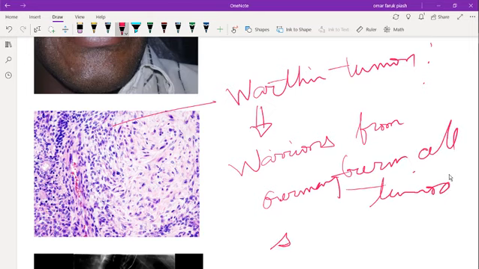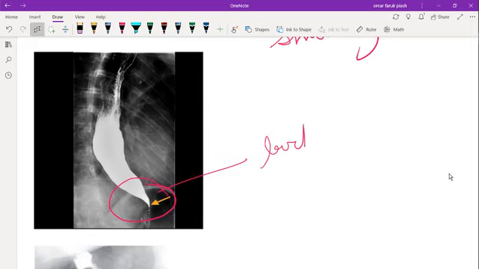Now I am going to esophageal pathology. This is the most common bird's beak picture. At the MBBS level, we see this picture plenty of times. Whenever we go through ENT, this picture is most common, this bird's beak appearance. This is found in achalasia cardia.